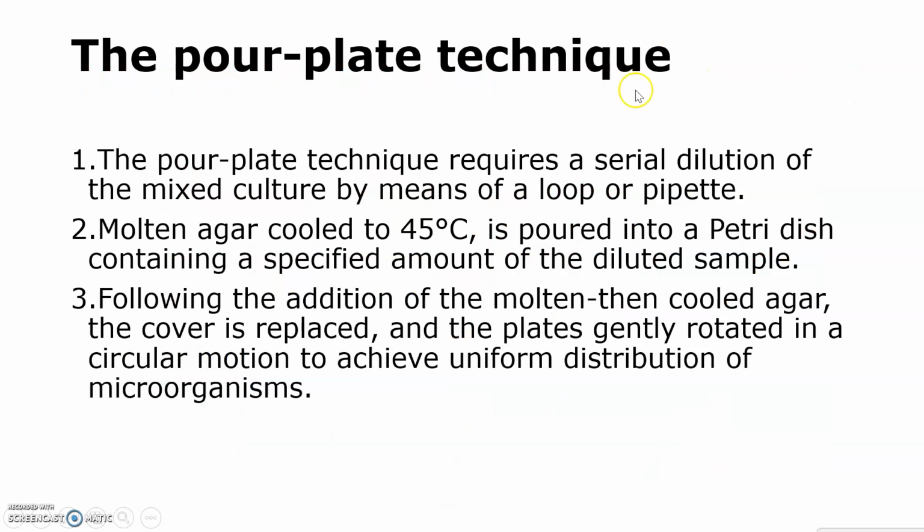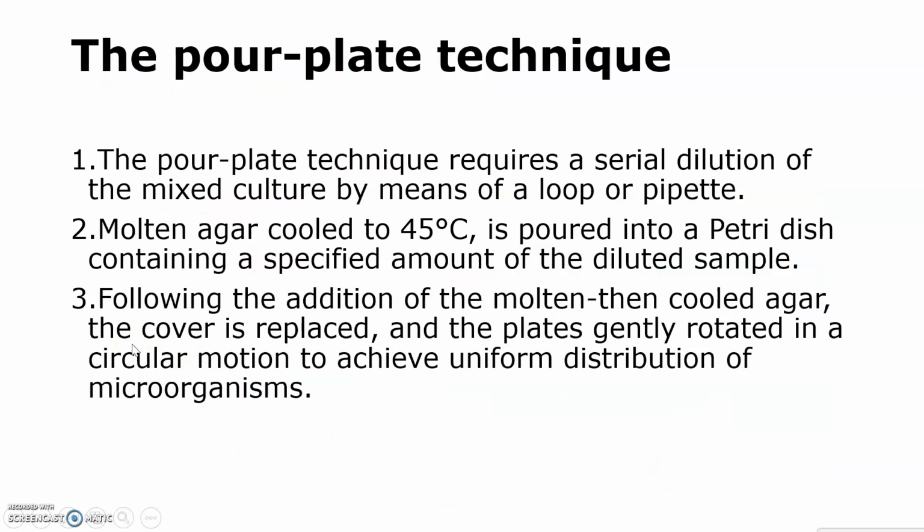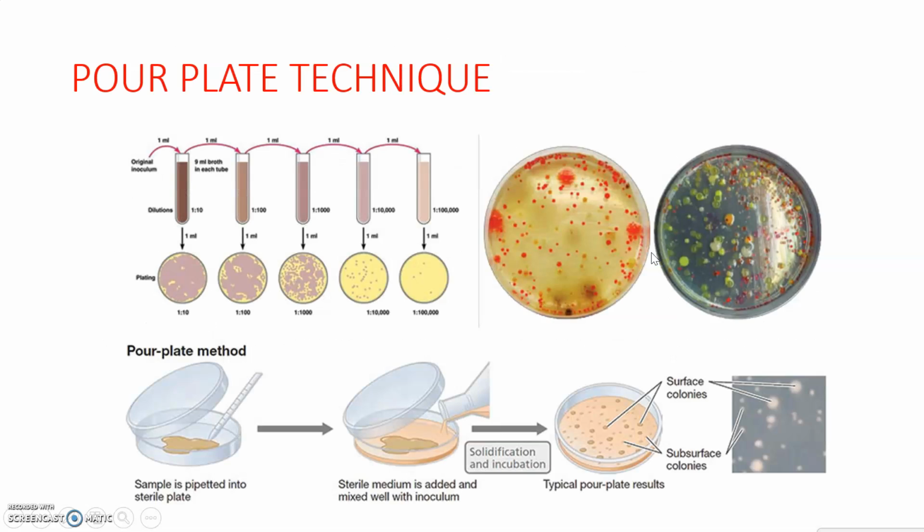So I am telling that technique in sentences. The pour plate technique requires a serial dilution of the mixed culture by means of a loop or pipette. In this picture we are using a pipette. So dilution is done using a loop or pipette. Then the molten agar should be cooled to 45 degrees Celsius, and that molten agar is poured into the petri dish containing a specific amount of diluted sample. Here, like this, we are adding the molten agar which is cooled to 45 degrees Celsius.